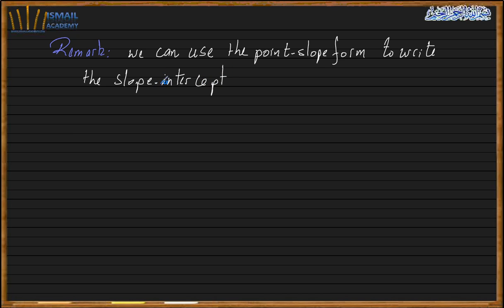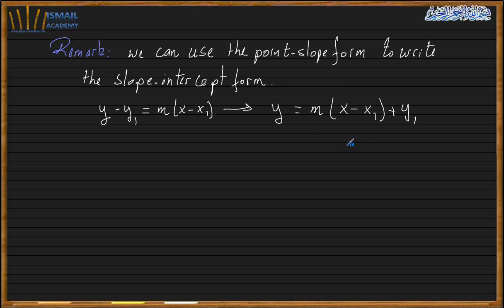And this is what I do by myself, to be honest. So what I do, I just transform the point slope form. We know that the point slope form is y minus y1 equals m times x minus x1. So what I do, I move the y1 to the other side by adding y1 on both sides. So I put y equals m times x minus x1 plus y1. And this is my personal form that I use to write slope-intercept form.